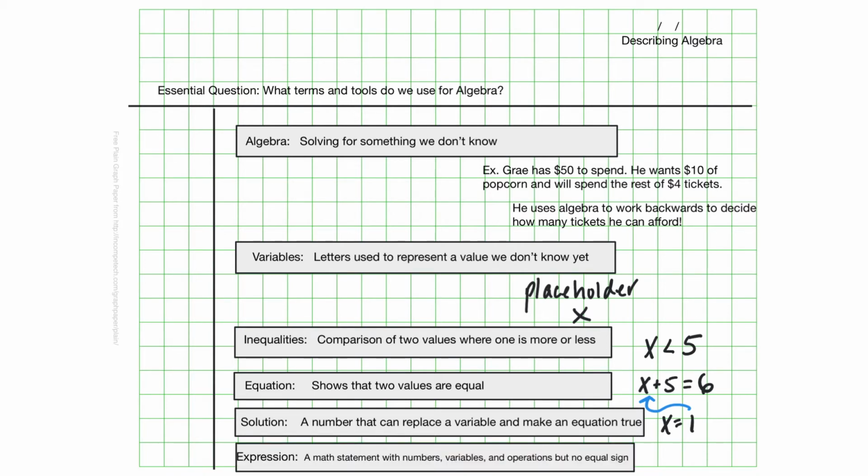And the last term that we'll talk about here today is expression. And that's kind of like an equation. It's a math statement. It has numbers, it might have variables, it has operations, but it doesn't have an equal sign. So it's not telling us that two things are equal. So an example of an expression might be x plus 10. We know there's something and we're adding 10 to it, but we don't know what that whole value would be worth. We don't know what it is equal to.